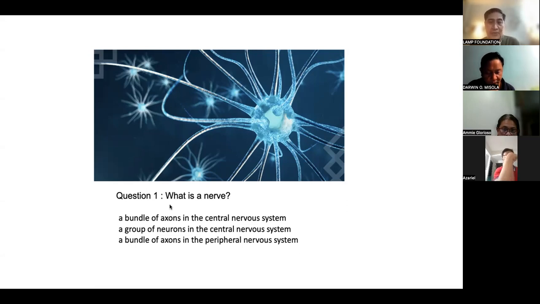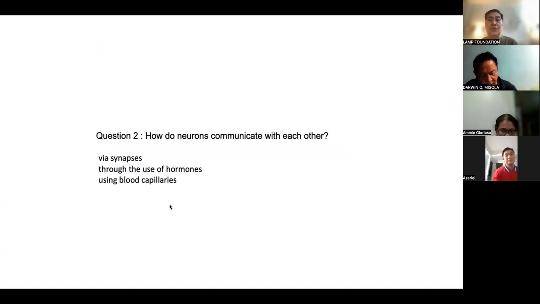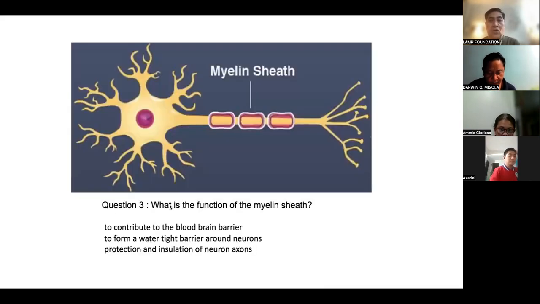It's not a group. A bundle of axons in the central nervous system. No. Peripheral nervous system. Okay. So a nerve is a bundle of axons in the peripheral nervous system. Okay. How do neurons communicate with each other? Via synapses. What is the function of the myelin sheath?